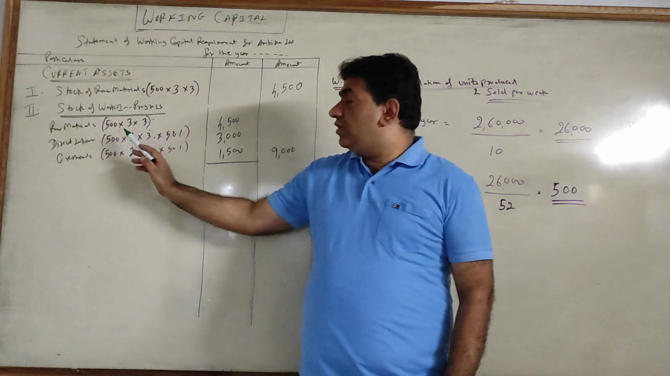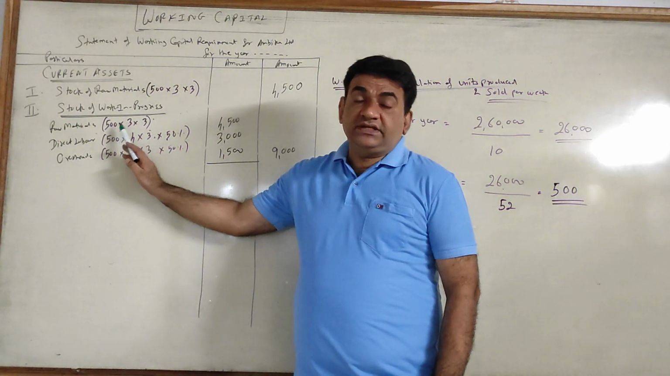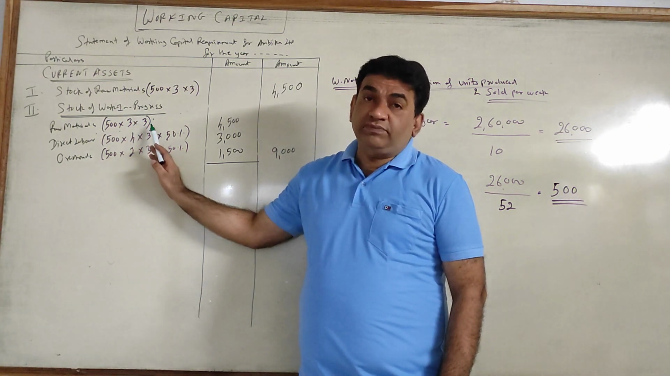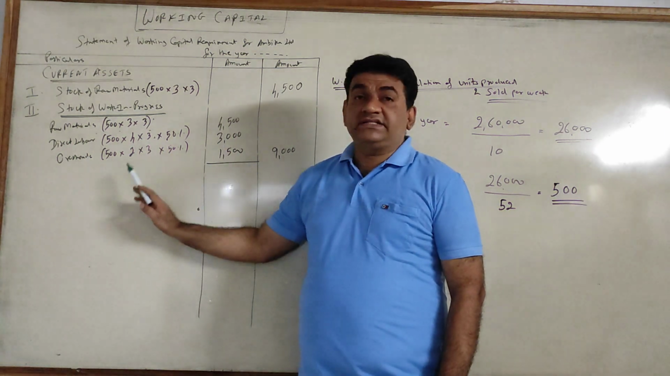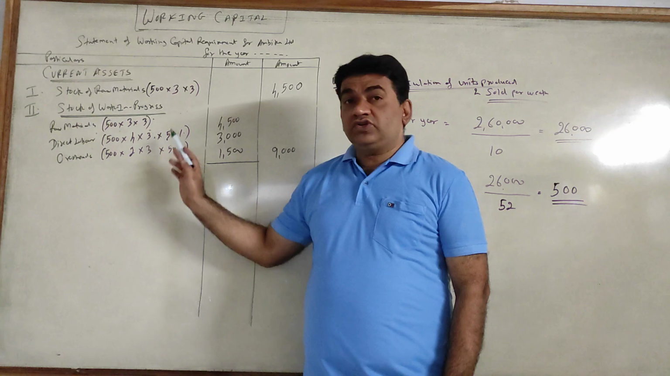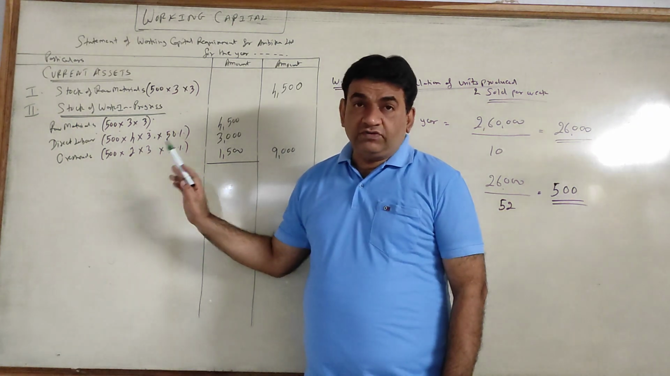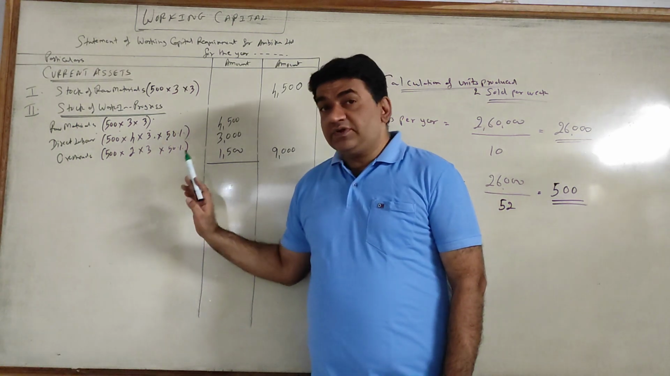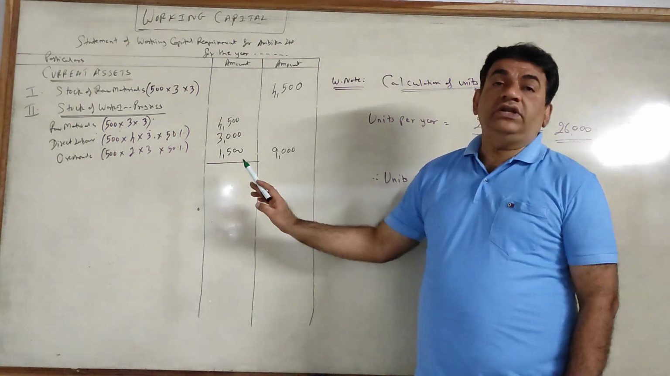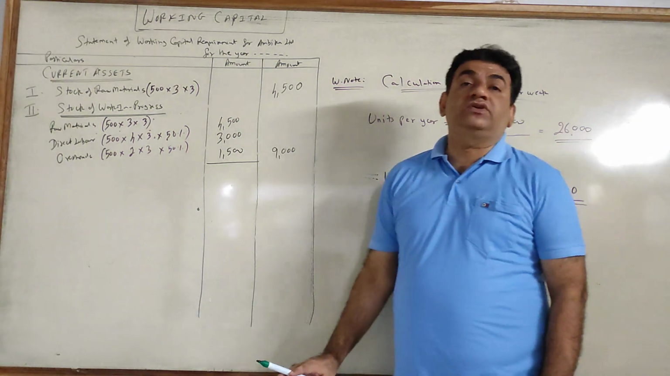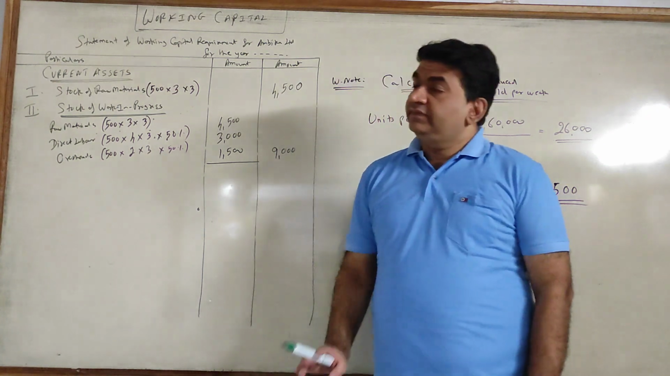And how will you calculate raw material? Number of units into the cost per unit into the processing period, put the amount in the first column. Labor and overheads: number of units into the cost of labor, into the cost of overhead, whatever is applicable, into the processing period and into 50%. Put the answers in the first column and the final figure outside will be your stock of WIP.